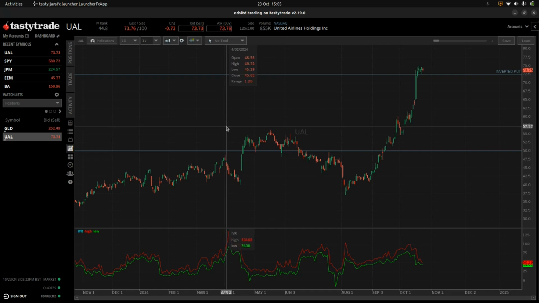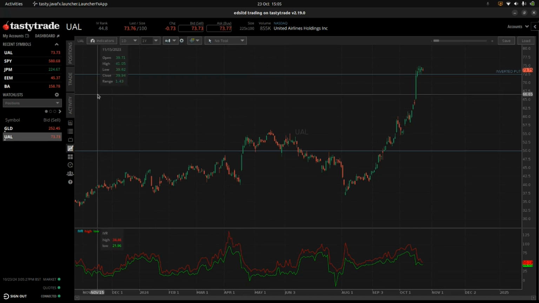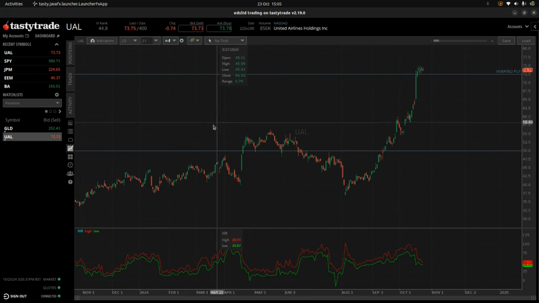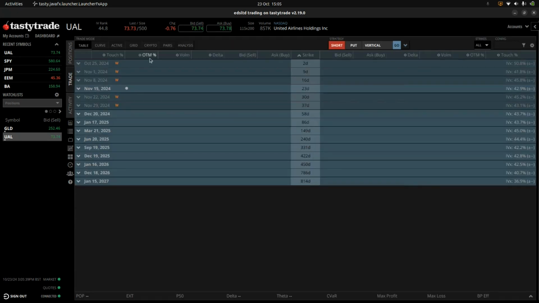So we need to know where we are in the options cycle. So you want to just pull up any underlying. Right now we're looking at UAL. This is a live position that we have got on UAL in this small portfolio. And we just want to open up a list of expirations. And as you can see here, we have weeklies and then monthly expirations.